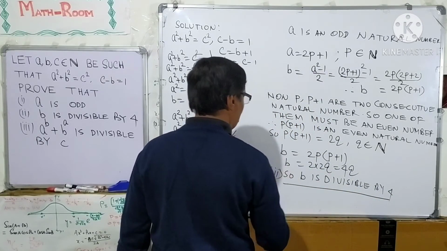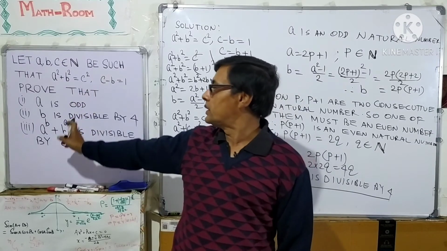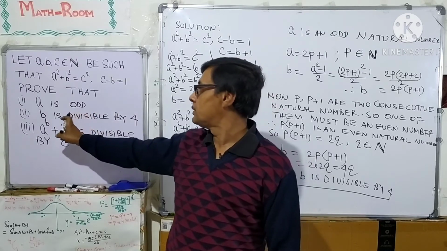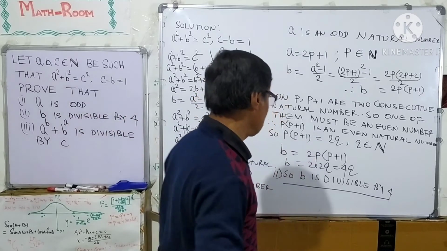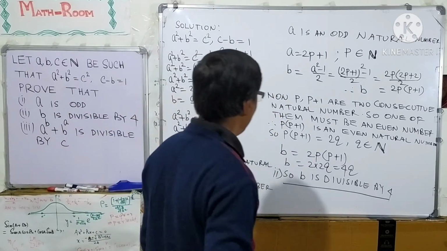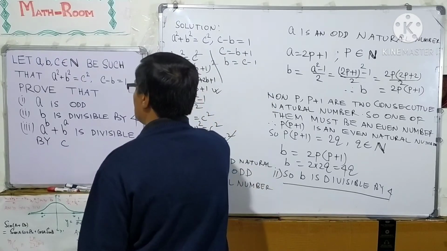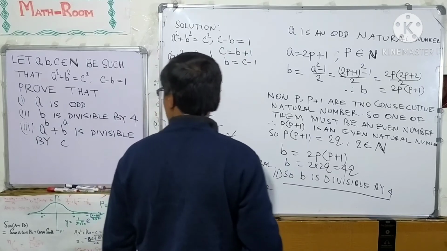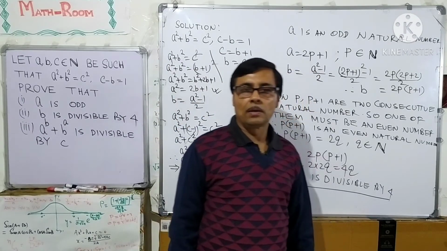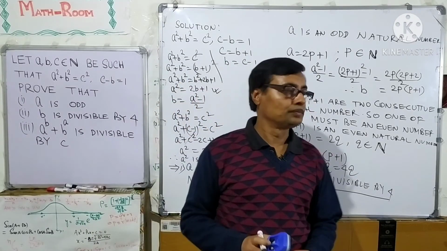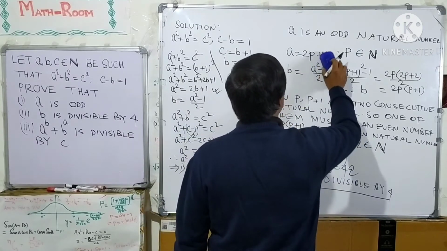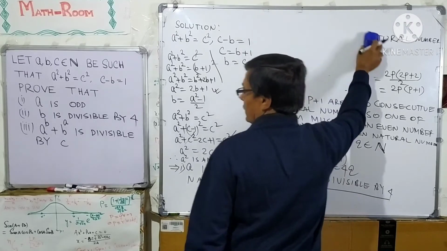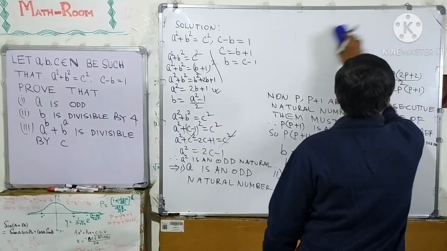So these two statements, that is the first statement, a is odd, is proved, and the second statement, b is divisible by 4, is proved. Now we go to the last proof, that is a to the power b plus b to the power a is divisible by c.